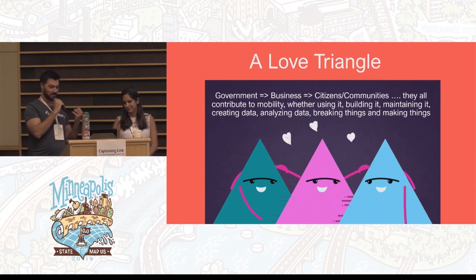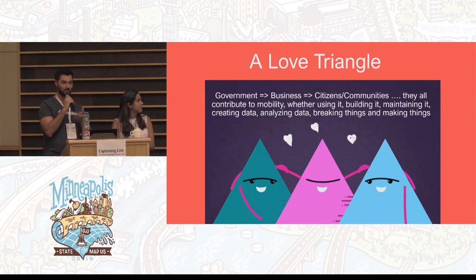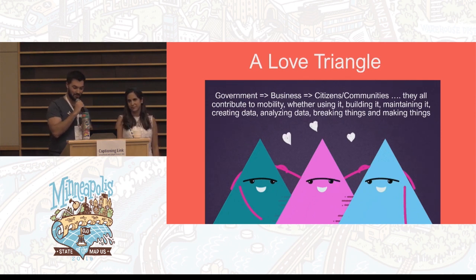So this love triangle of government, business, and communities is very important to foster, and we think this is the way forward toward finding a common ground on mapping, mobility, and accessibility. And things like the curb are a great place to start.